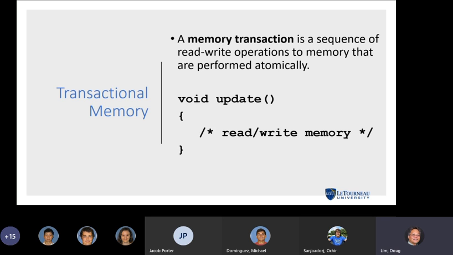So here again, we have transactional memory. A memory transaction is a sequence of read-write operations to memory that are performed atomically. So basically, it's like a database, and until you do a commit, no one else can access that particular data area.